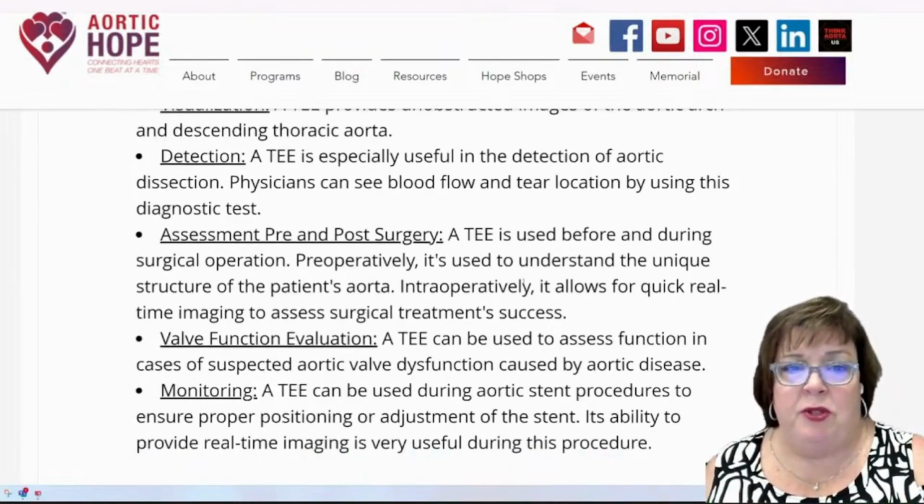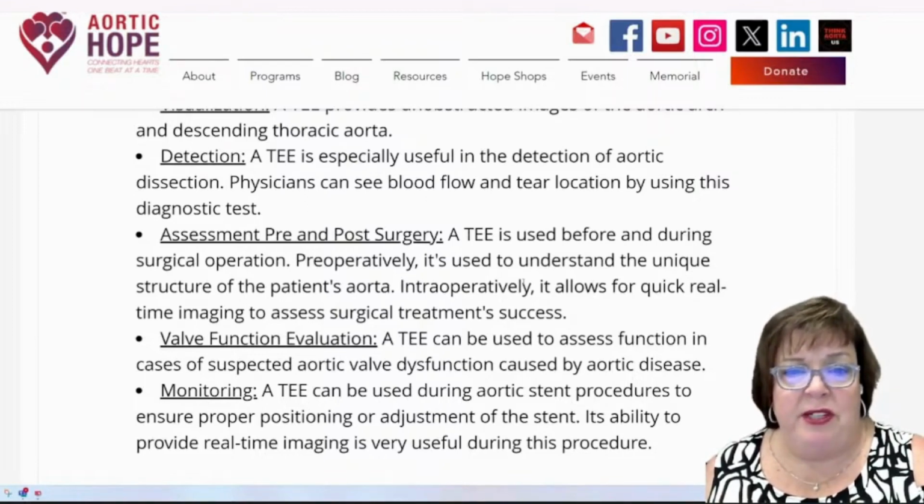Assessment pre and post surgery. A TEE is used before and during surgical operation. Preoperatively, it's used to understand the unique structure of the patient's aorta. Intraoperatively, it allows for a quick, real-time imaging to assess surgical treatment's success.